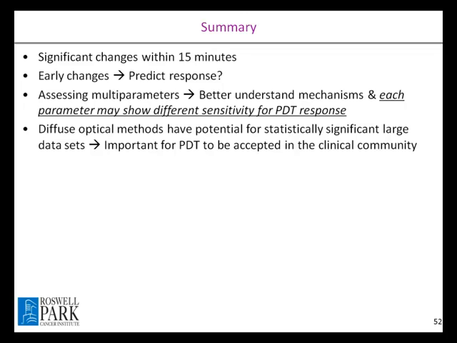So the aim is also to have a statistically significant data set. This is important because PDT is relatively new, but you need really clinically accessible patients, so that it is really accepted in the clinical community.